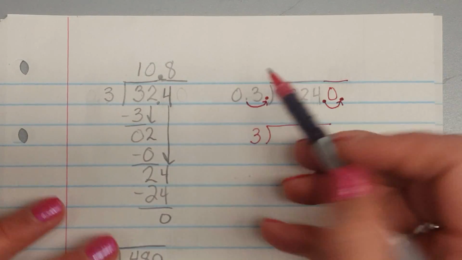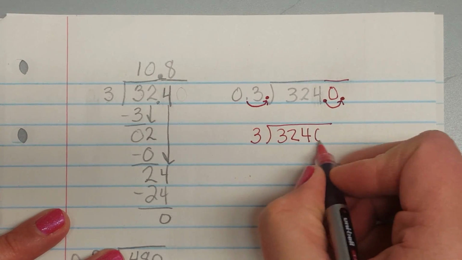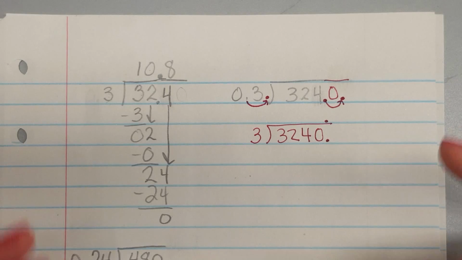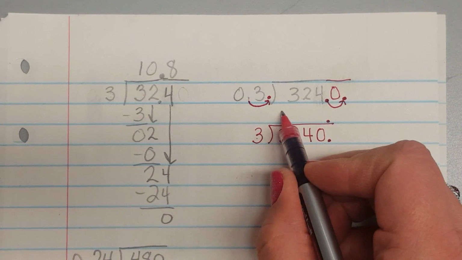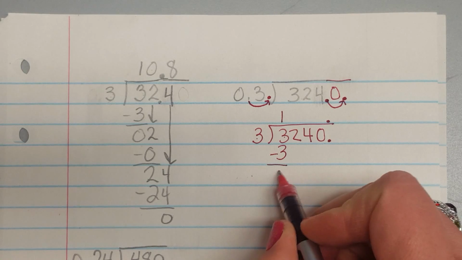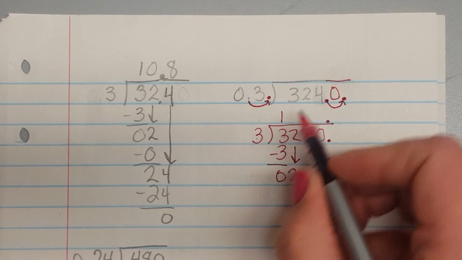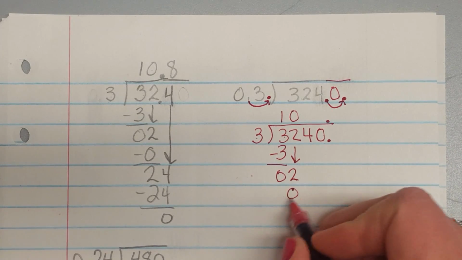So what I just did is I made this new problem like this, and there is my new problem. And then I will do the long division. 3 divided by 3 is 1. When I subtract, I get 0. I'm going to bring down my 2. 2 divided by 3 is 0. It can't happen. 0 times 3 is 0.